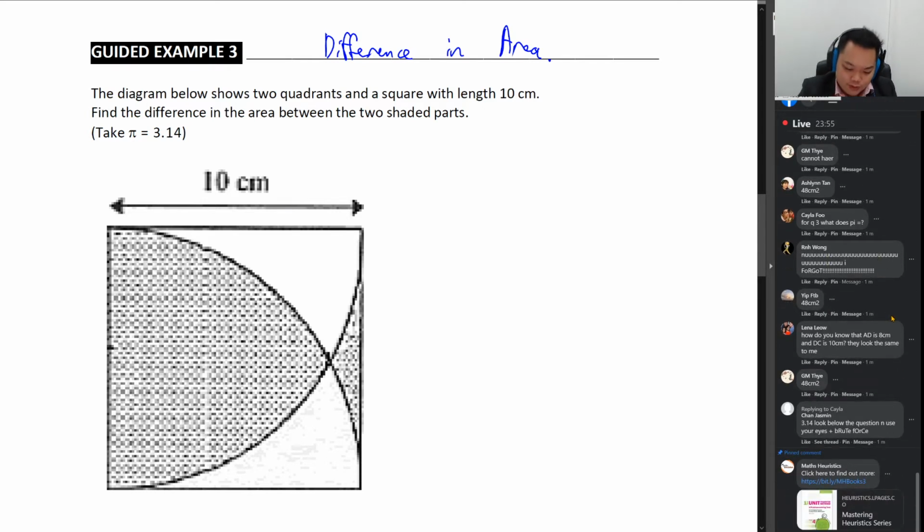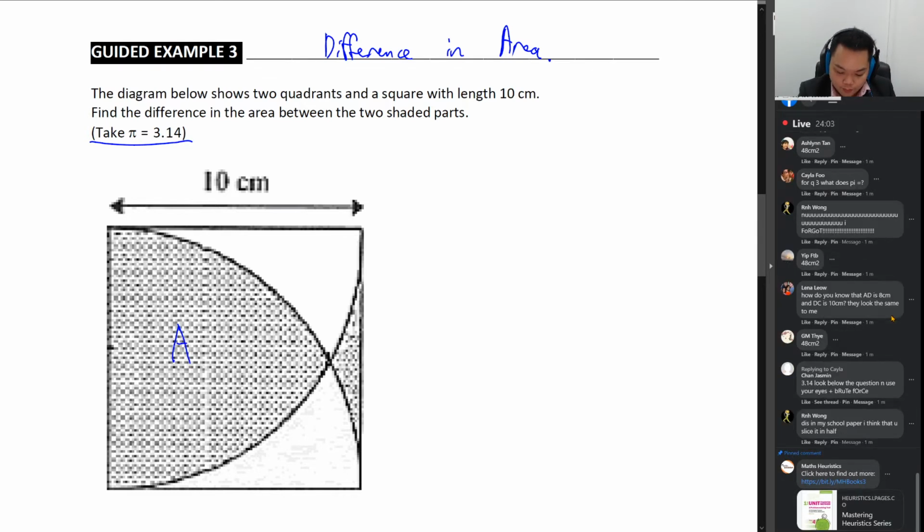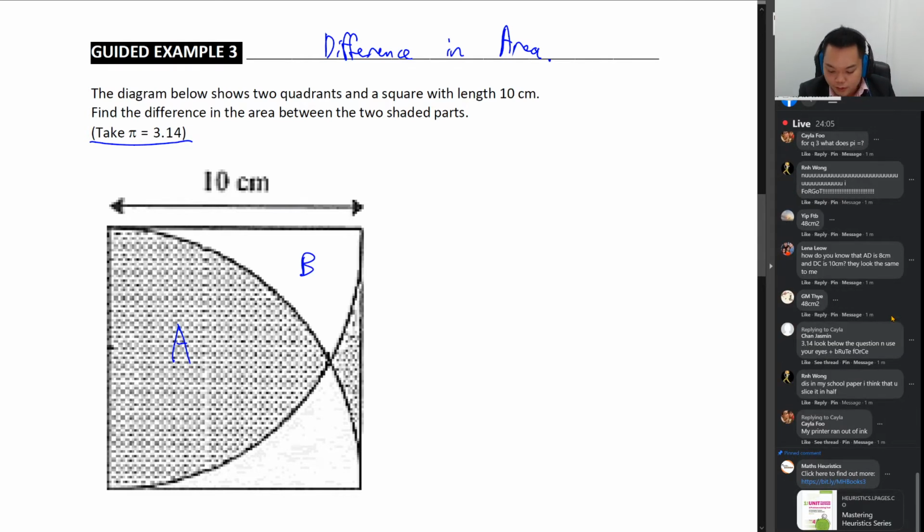So over here, take pi to be 3.14. So again, same idea. You want to break this down into various sections. Let's call this A. This section will be B. And because of how these quadrants are arranged, this section will also be the same area, and this will be C.